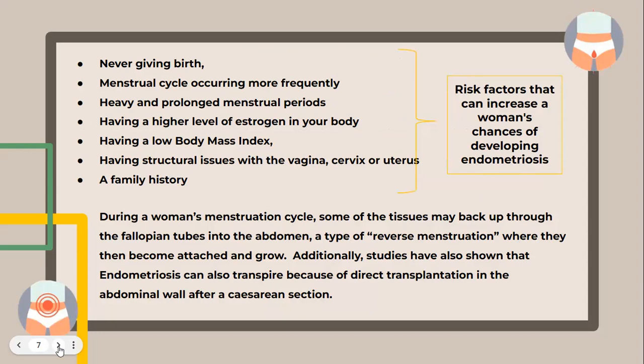is still uncertain. However, there are some risk factors that can increase a woman's chance of developing endometriosis, such as never giving birth, menstrual cycle occurring more frequently than every 28 days, heavy and prolonged menstrual periods that last longer than 7 days, having a higher level of estrogen in your body, having a low BMI, body mass index, having a structural issue with the vagina, cervix, or uterus that prevents the passage of menstrual blood from the body, or even a family history. Furthermore, a belief is that during a woman's menstrual cycle, some of the tissue may back up through the fallopian tubes into the abdomen, a type of reverse menstruation, where they then become attached and grow. Additionally, while research is ongoing as to the exact cause of the illness, studies have also shown that endometriosis can also transpire because of direct transplantation in the abdominal wall after a cesarean section. I will now like to pass you on to Mira.